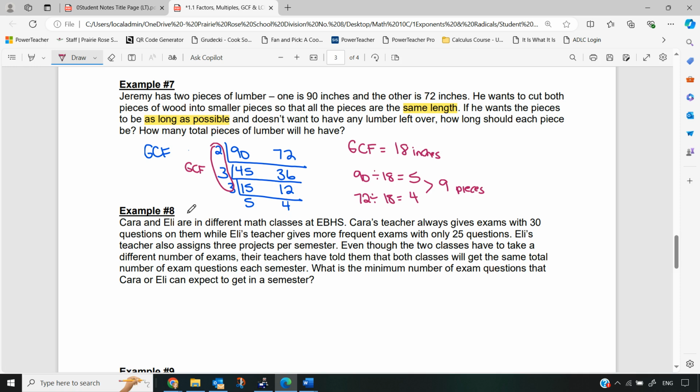So again, let's look for some keywords here. We have that they're in different math classes. One is getting 30 questions, one is getting 25 questions, and then there's that distractor information in there. It really doesn't matter that Eli's teacher gives 3 projects per semester because we're not talking about projects, we're talking about the test questions. The two classes have different number of exams, but they're told that they're going to get the same total number of exam questions each semester. So take a look at the top and decide, are we looking for GCF or are we looking for LCM?